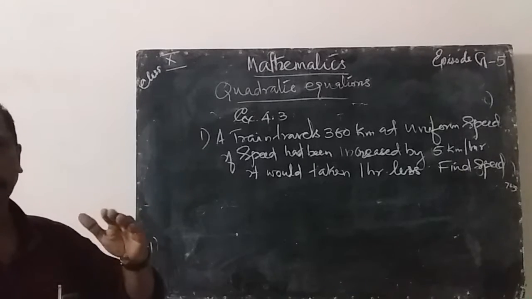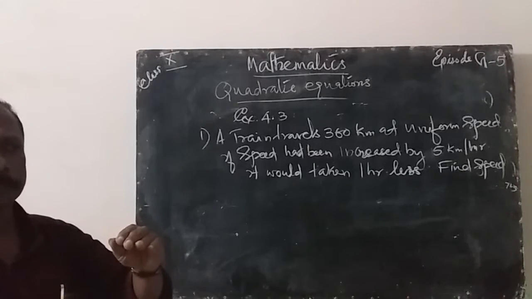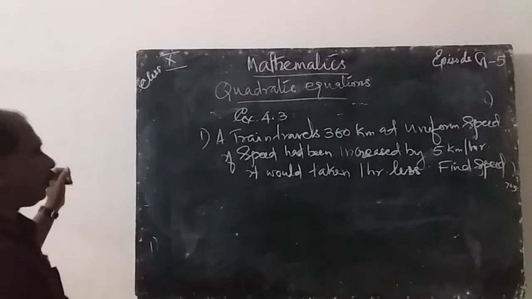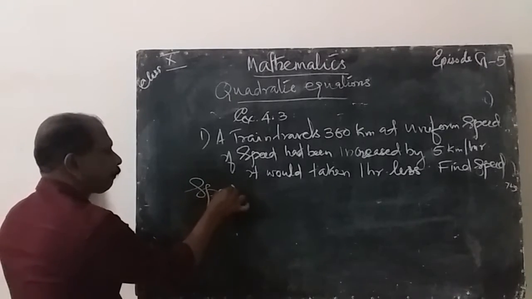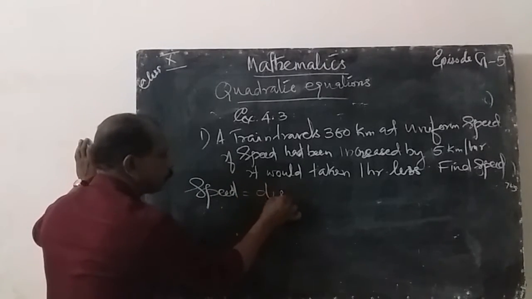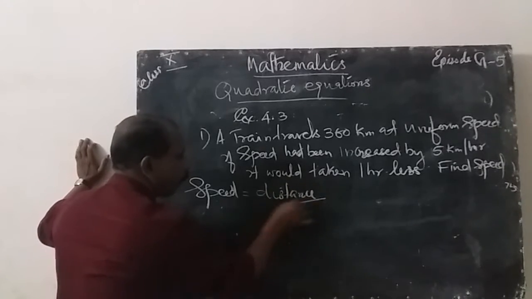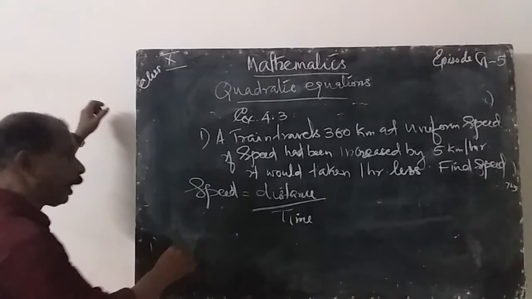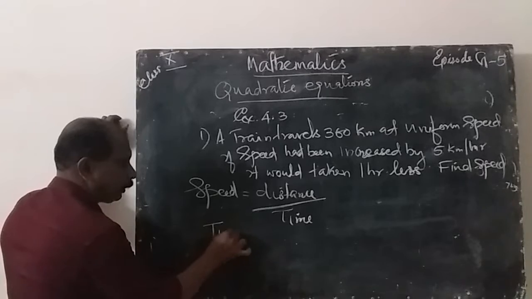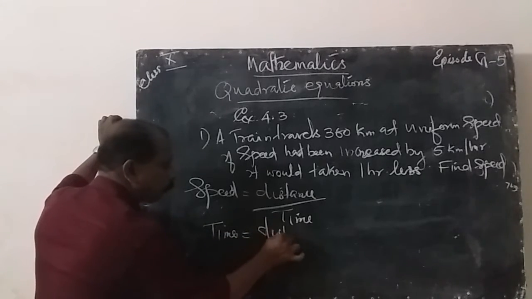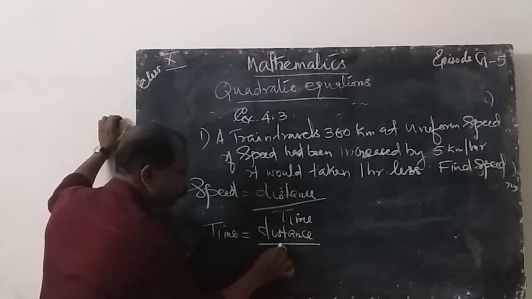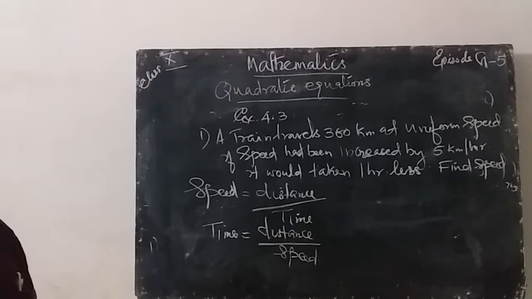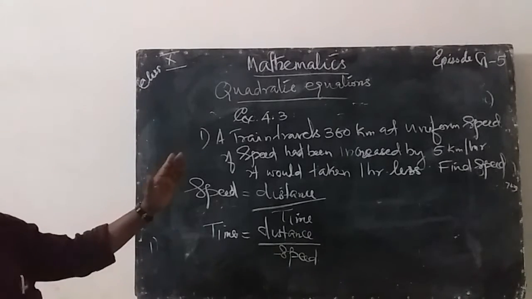Uniform speed means the speed is always the same. That means at any time the speed does not increase. Then we know that speed is equal to distance by time. Therefore, time, by cross multiplication, is equal to distance by speed. Therefore, in this question, we can find out the speed of that train.